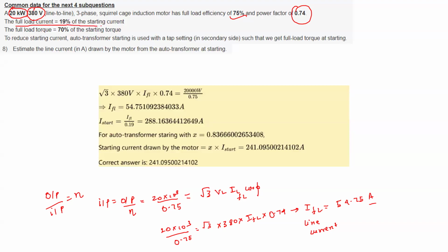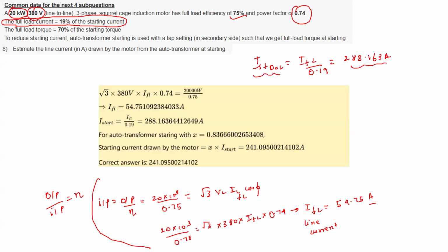Okay. Now we calculated the full load current, but what is the relation between the full load current and the starting current? The starting current DOL, because we are not using any method till now, right? In all this calculation, it is DOL. So starting current DOL is full load current by 0.19. This will give you 288.163 ampere. So the starting current of DOL is 288.163 ampere.